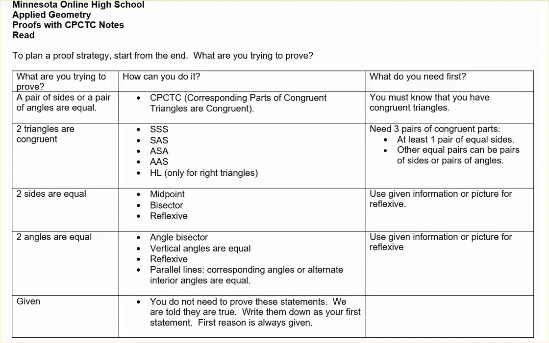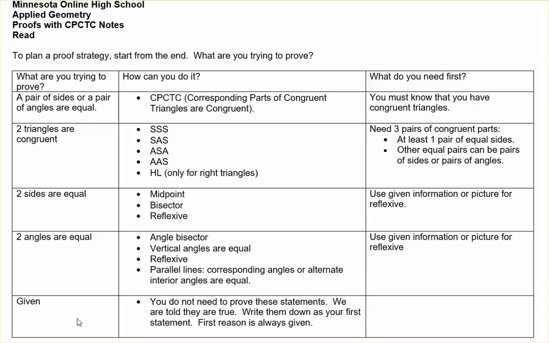In order to use midpoint, bisector, reflexive, we're going to need to find these things from the given information. So that's the information that we are told when we start the problem. Or if we look at the picture, we can find that triangles overlap or share a side, and then we can use reflexive. If we were looking to find that 2 angles were equal, again, some of the options would include angle bisector, vertical angles, reflexive, or corresponding or alternate interior angles with parallel lines. Again, we can get those from the givens or from using the reflexive if the triangles overlap.